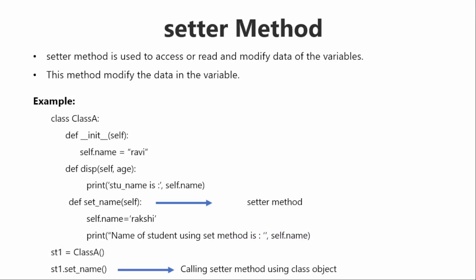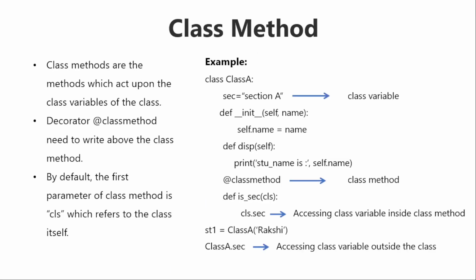So that's all with instance method. Now let us move to class method. Class methods are the methods which act upon the class variables of the class. The decorator classmethod needs to be right above the class method. By default, the first parameter of a class method is cls, which refers to the class itself. So here you can access the class variable inside the class method, and you can call it using cls.class_variable. So let me execute this.